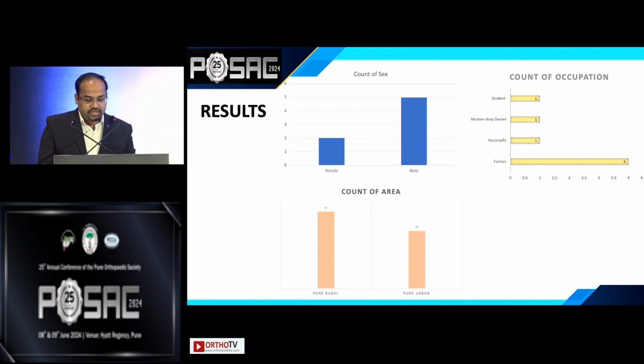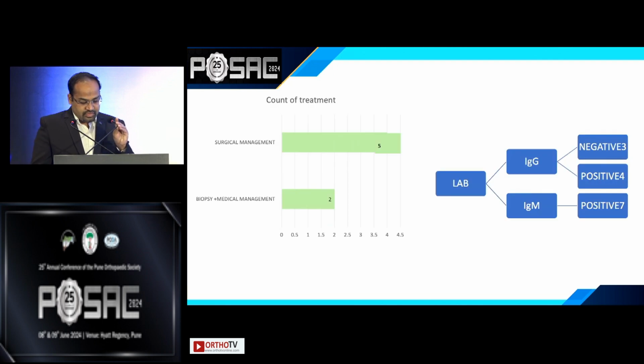Between rural and urban areas, there is not much difference. We managed 5 patients surgically, and 2 patients had just a biopsy and conservative management. In 3 patients, IgG was negative. In 4 patients, the IgG ELISA test was positive, and IgM was positive in all 7 patients.